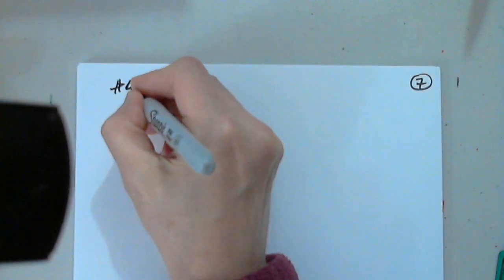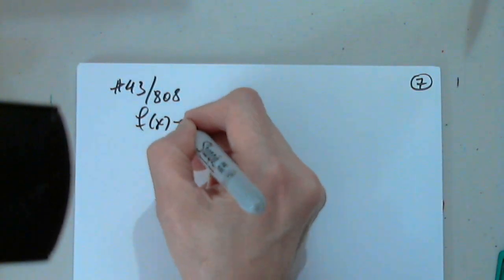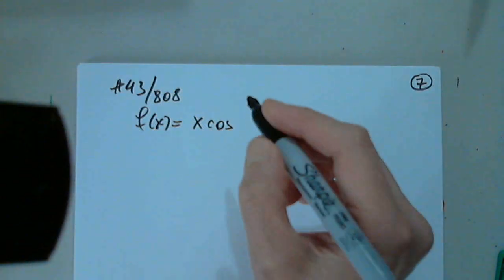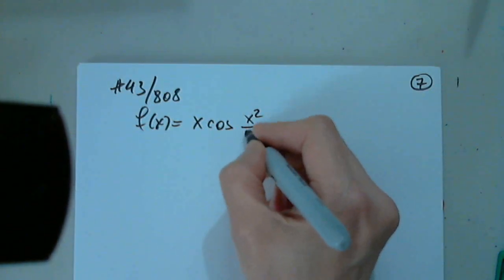We are back. We continue with page 7, and we're moving on to 43 on 808. Use a Maclaurin series in table 1 to obtain the Maclaurin series for the given function. So we have f of x equals x cosine of x squared over 2.